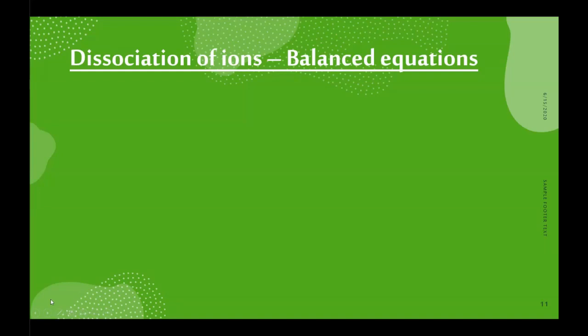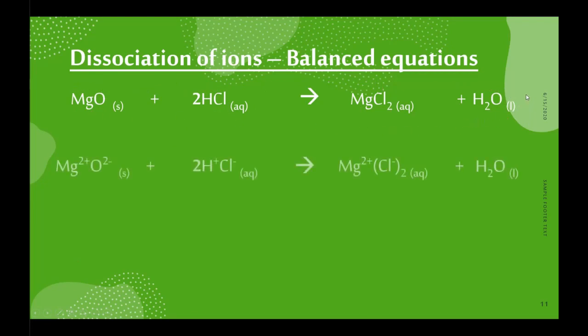So the final step is to look at the dissociation of ions from a balanced equation. This is the equation for the reaction of magnesium oxide and hydrochloric acid, which you'll hopefully recognize as an acid and metal oxide reaction, giving us salt and water. Next week we'll show you how we can turn this chemical equation into an ionic equation, such as this here.